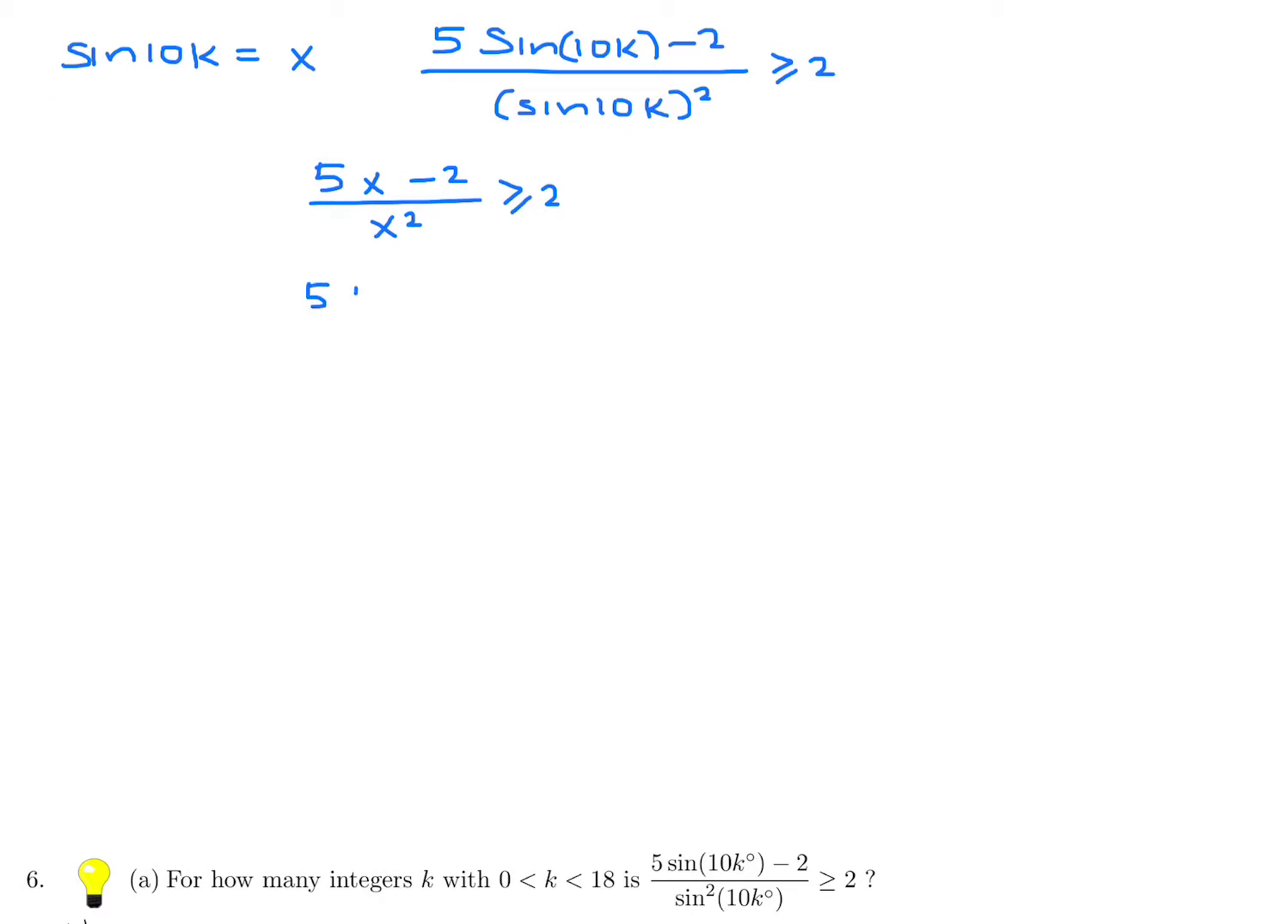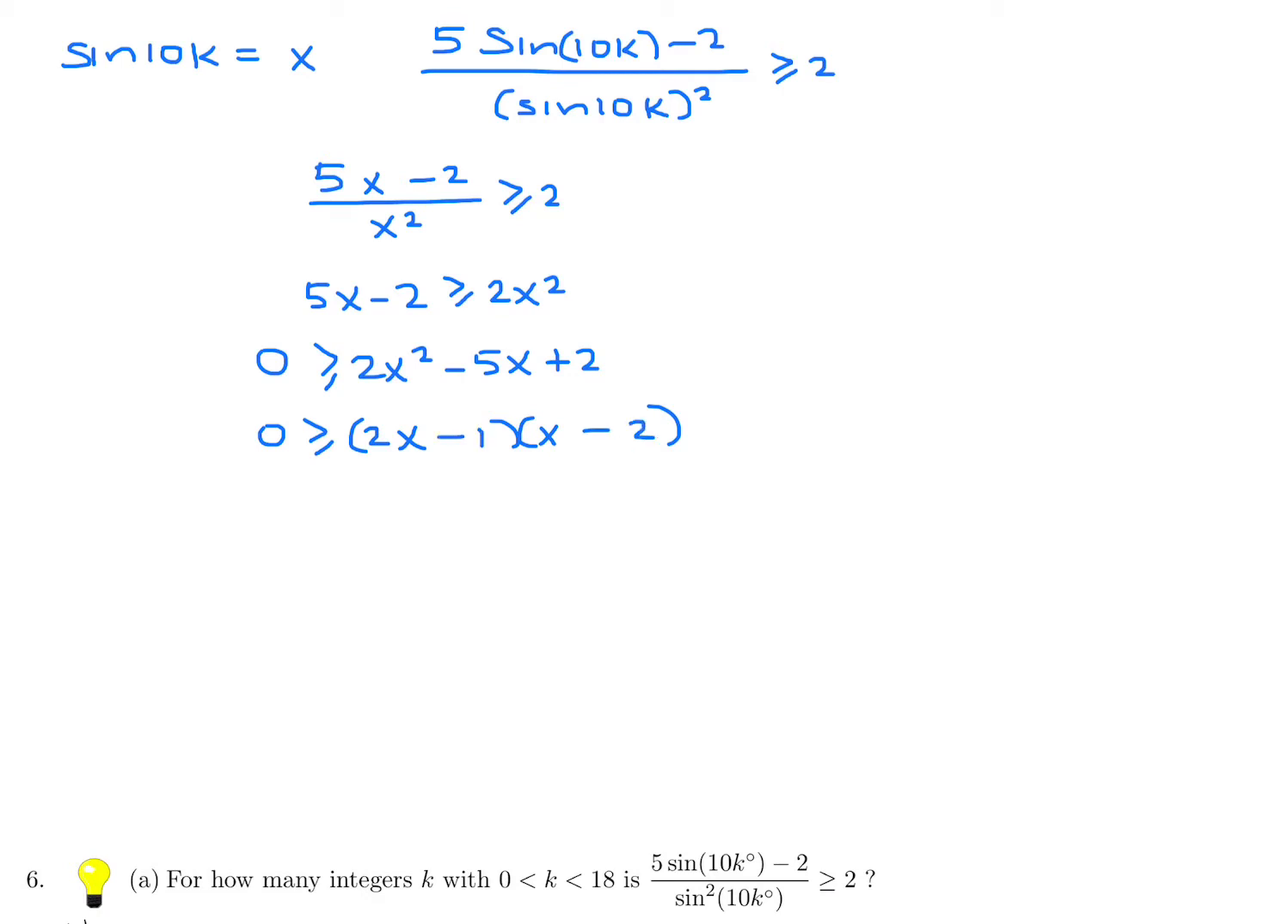So cross multiply and you get 5x minus 2 is greater than or equal to 2x squared. Let's put everything on one side, and when we do, we get 2x squared minus 5x plus 2 is less than or equal to 0. So I think this could factor: 2x, x, 1 and 2, negative, negative. So if this is less than 0, that means either this is negative and this is positive, or this is positive and this is negative. Okay, well, let's see what happens.